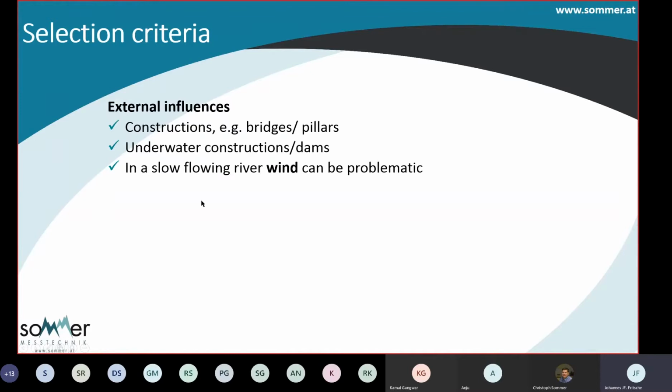And in very slow-moving rivers, wind can be problematic. So if the flow velocity is smaller than the wind speed, you can have waves on the river, and this can introduce false readings of your velocity sensor.